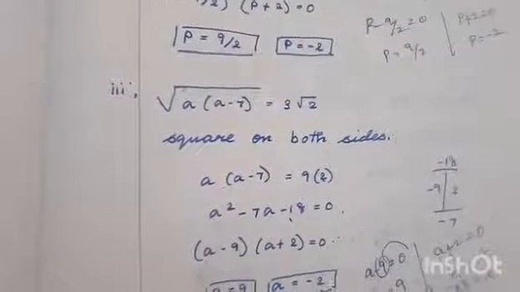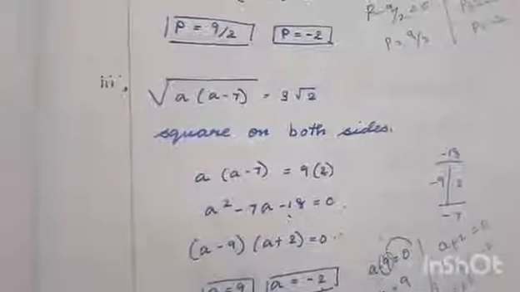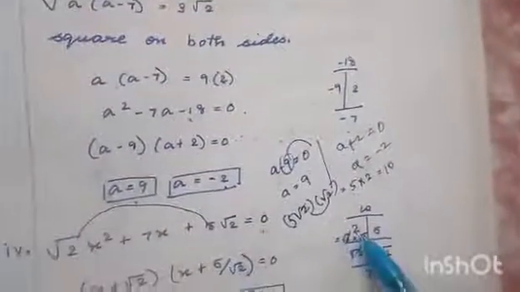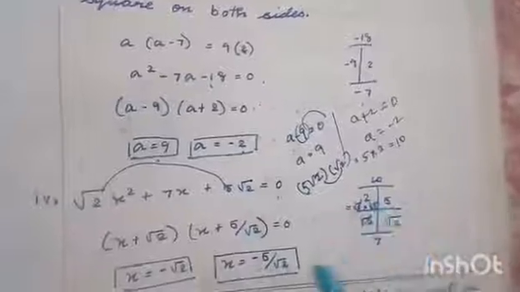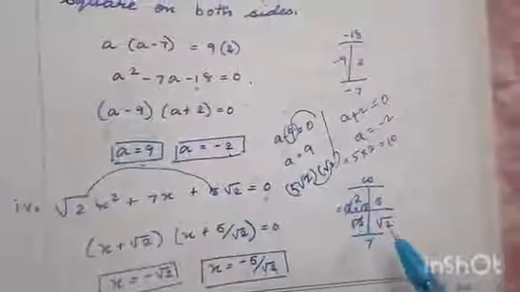Both have the same positive sign. So 2 5s are 10. So divide by root 2, for this also divide by root 2. We find the factors 2 and 5. At the beginning we multiplied with root 2, so after finding the factors, divide by root 2.